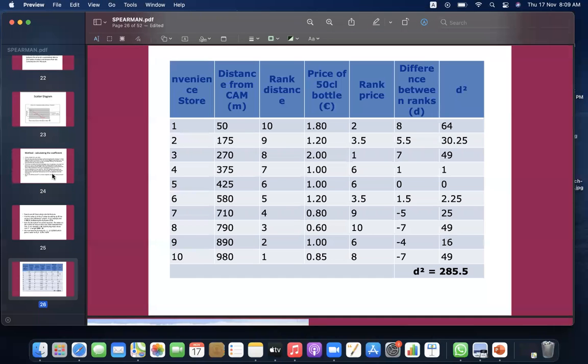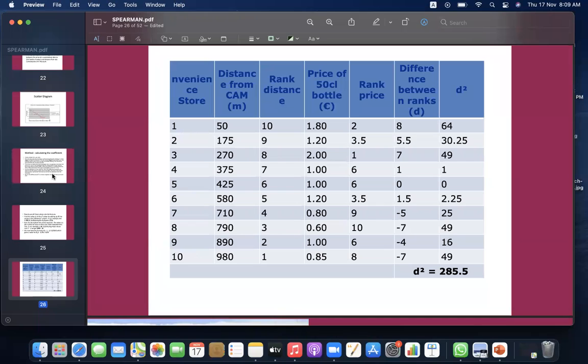So I can show you here a table that we have actually made from the data. As I have described earlier, you can see that the total number n is equal to 10. The distance from the contemporary art museum and the price of the 50 cl bottle are both given, so we have to rank them. We have ranked them as I have already described. We give the first rank to the highest value.